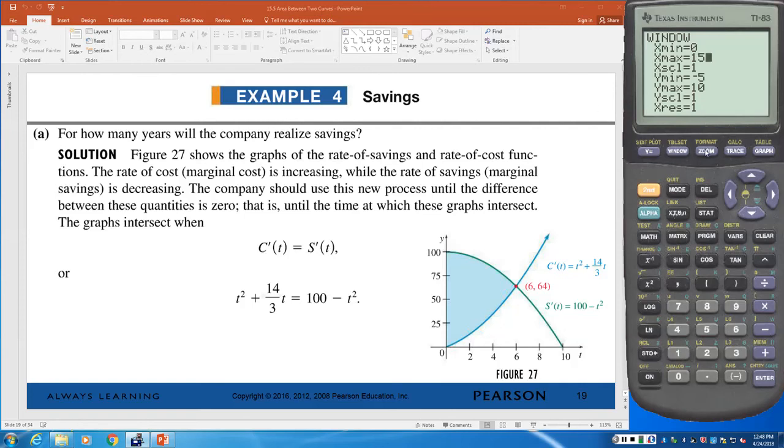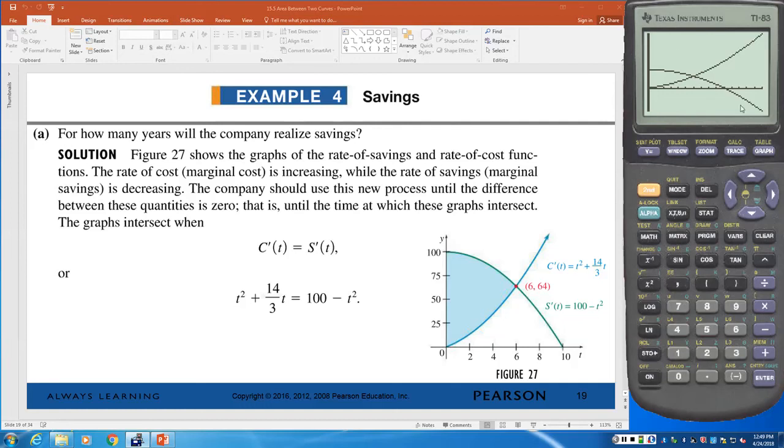And then I'm going to go Zoom 0 and let the calculator fit a window to that domain. So there's one of the functions, there goes the other one. And I realize that this is where the savings are over with. Okay? That's where the savings are over with. That's at 6.64. I may not know that yet on my calculator, but it does show that on the picture here.